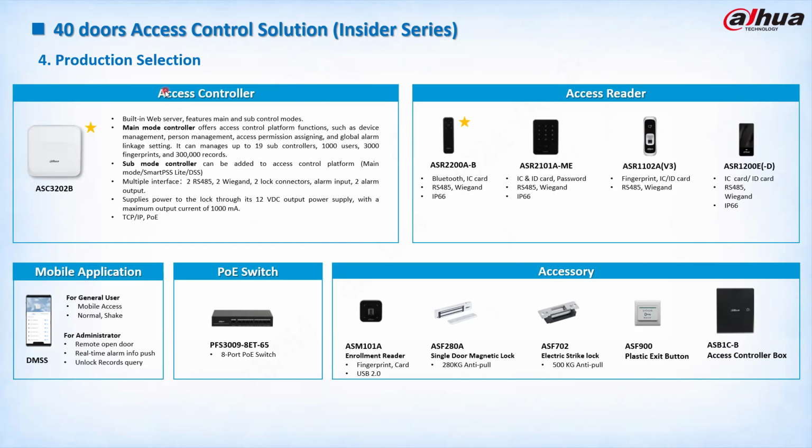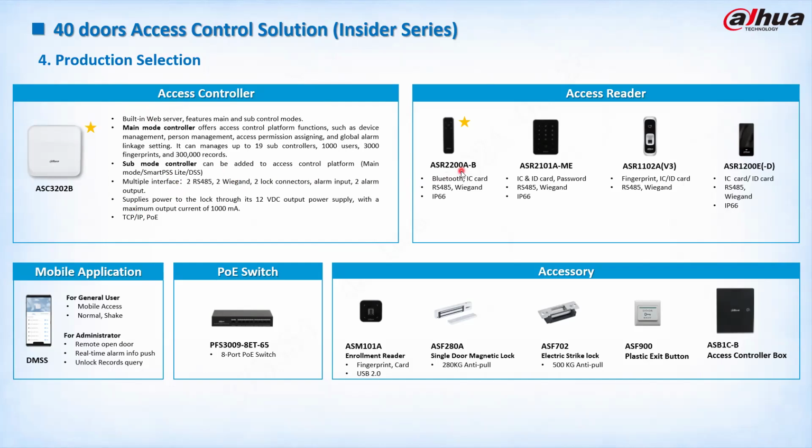So for this Insider series, the access controller has 2 different modes. We have the main mode and the sub mode. The main mode is going to act as the main device, which is going to be controlling those 19 subcontrollers. If you introduce a sub controller, you have to switch the mode from main to sub so that it gets the information from the main itself. So we have the main and the sub.